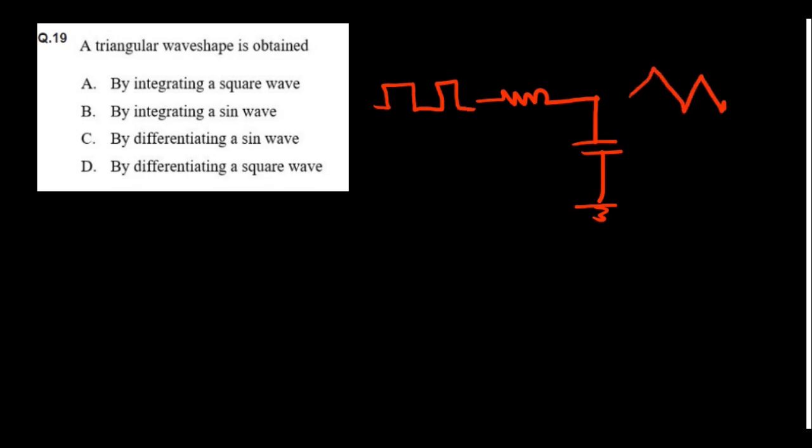A triangular wave is obtained by integrating a square wave. An integrator has a resistor and a capacitor to the ground. Here we give a square wave and we get a triangular wave at the output. So by integrating a square wave we get a triangular wave. A capacitor is formed by storing energy in the form of electric field.